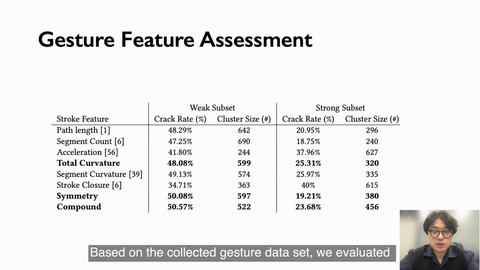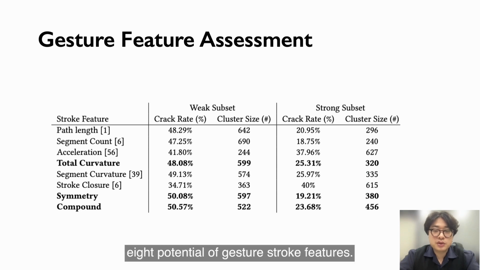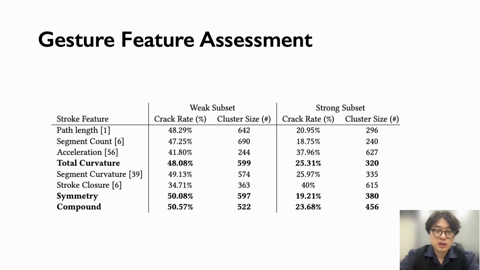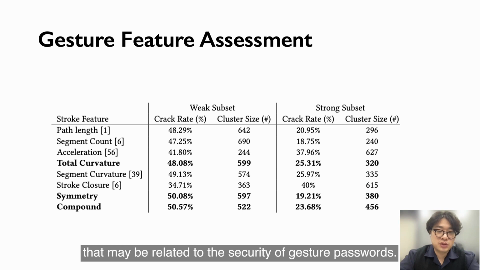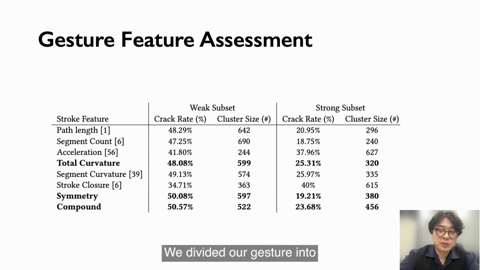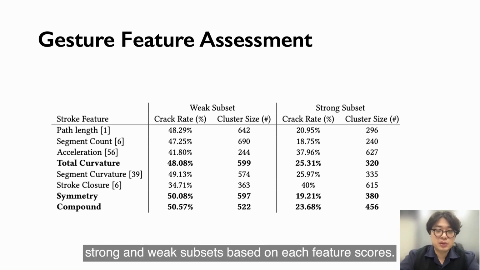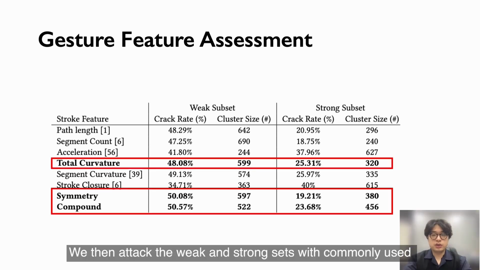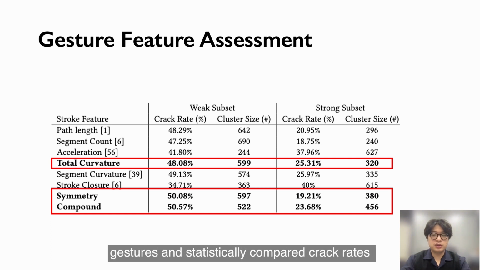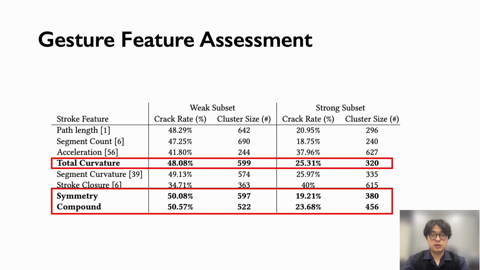Based on the collected gesture dataset, we evaluated 8 potential gesture stroke features that may be related to the security of gesture passwords. We divided our gestures into strong and weak subsets based on each feature's scores. We then attacked the weak and strong sets with commonly used gestures and statistically compared crack rates between weak and strong subsets.